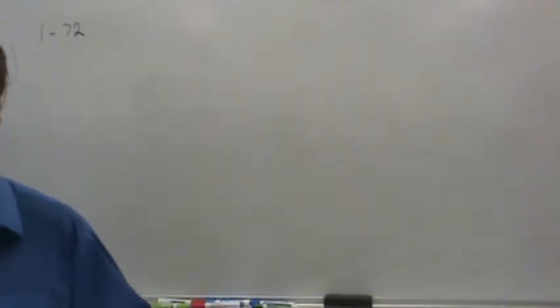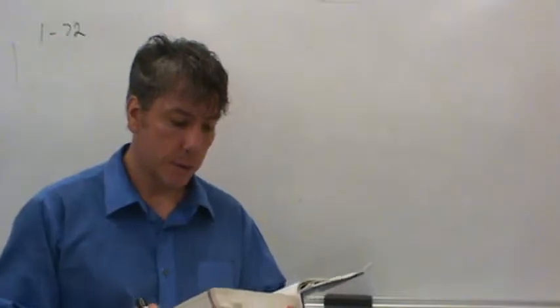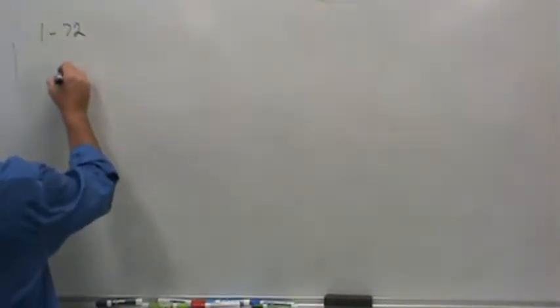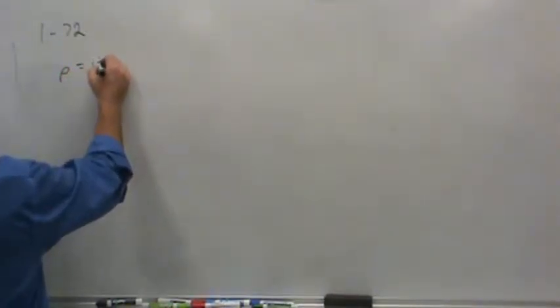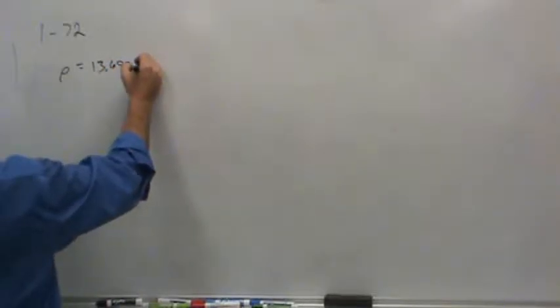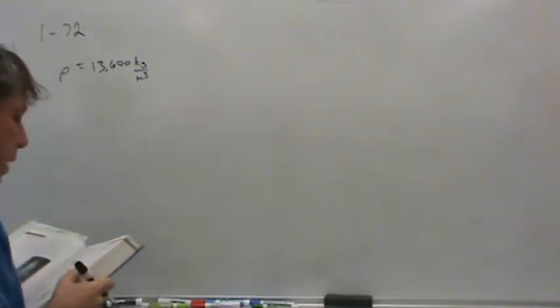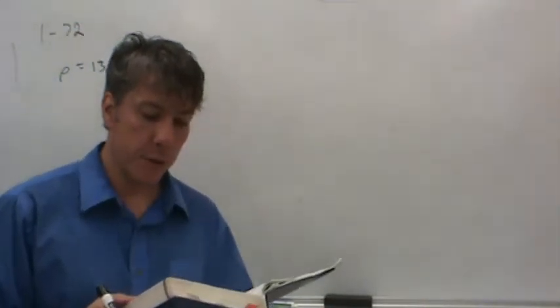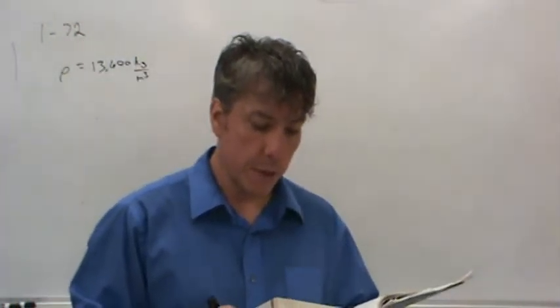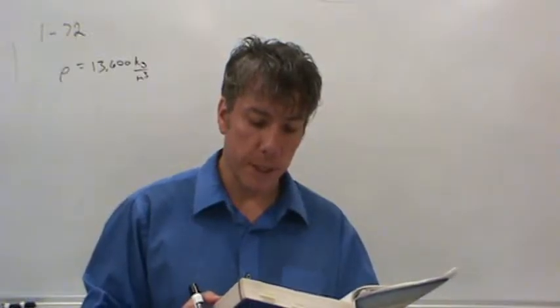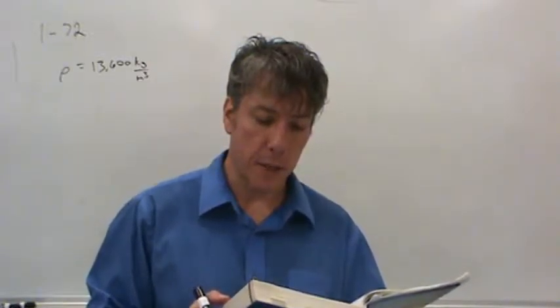This is problem 1-72 on page 43. A mercury manometer, and they've given us a density here, so let's jot it down: 13,600 kilograms per cubic meter for the density of the mercury, is connected to an air duct to measure the pressure inside. The difference in the manometer level is 15 millimeters and the atmospheric pressure is 100 kilopascals.